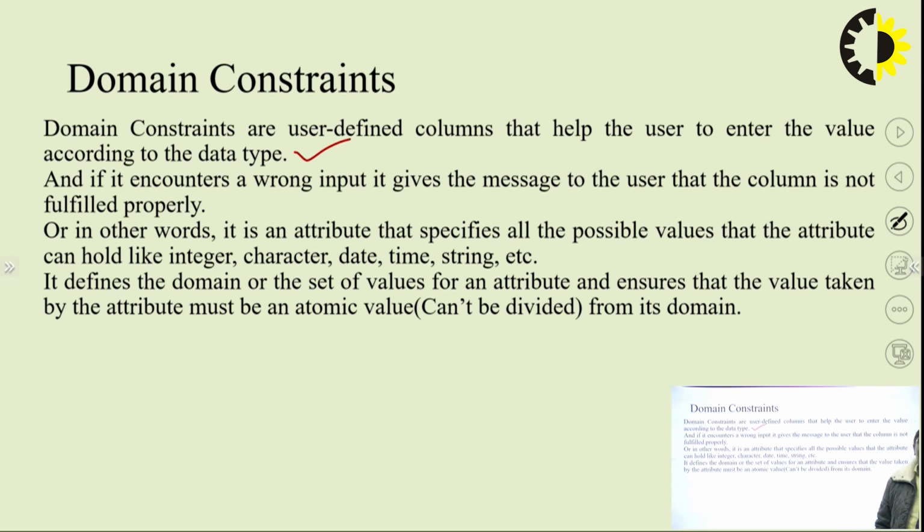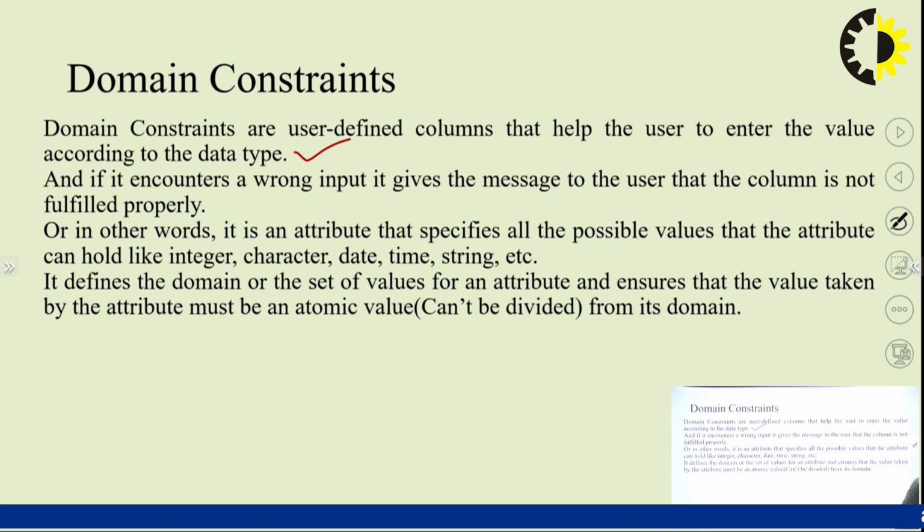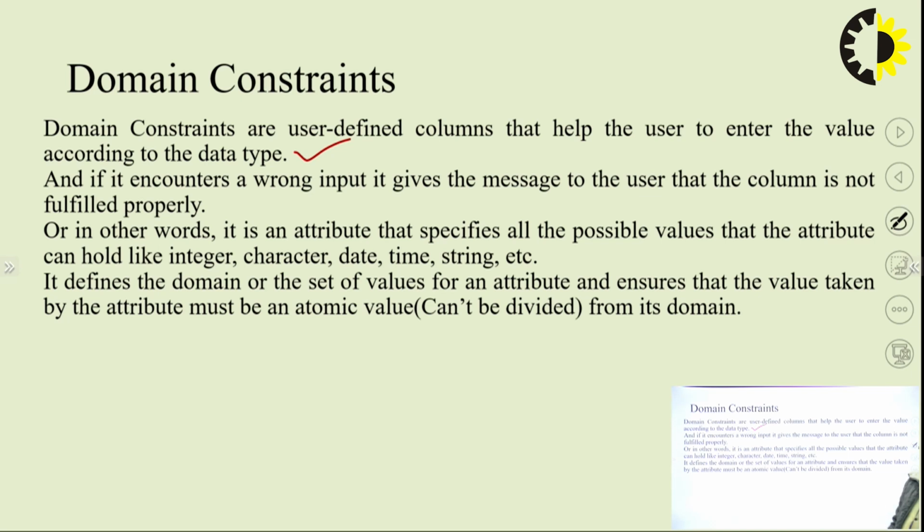In other words, it is an attribute that specifies all the possible values that the attribute can hold. Like if a value can be integer, it will hold only integer values; or character, date, time, string, etc. Any type of data type can be inserted into the particular column. It defines the domain, or the set of values, for an attribute, and ensures that the value taken by the attribute must be an atomic value. Only an atomic value should be inserted, as it is a constraint: the domain should have only a single value in the cell from its domain.